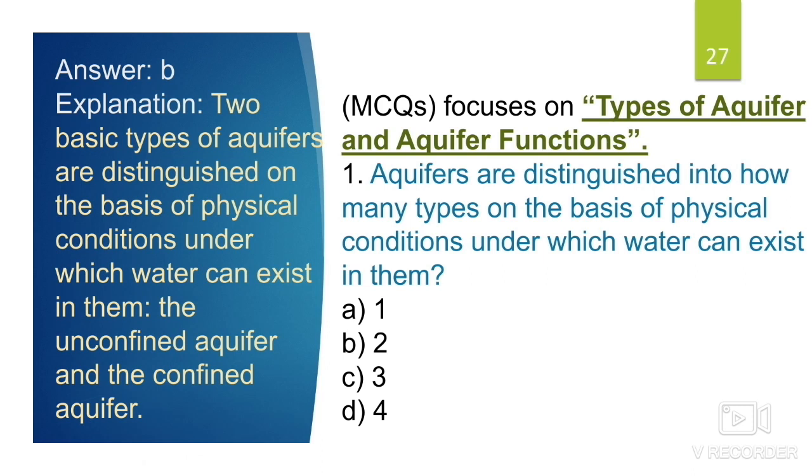So we all know that aquifers are divided into two groups, the unconfined aquifers and the confined aquifers. Two basic types of aquifers, they are distinguished on the basis of the physical conditions under which water can exist in them. So the confined aquifer as well as the unconfined aquifer. And in the coming slides we will discuss the definitions as well as some properties of confined as well as unconfined aquifer.